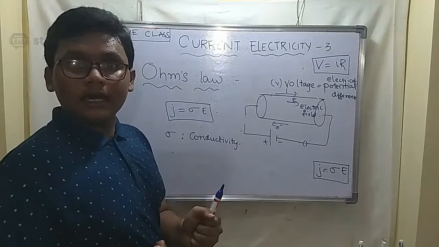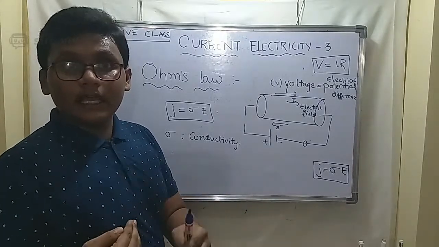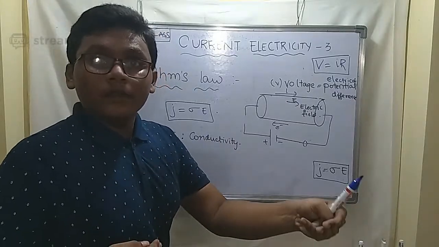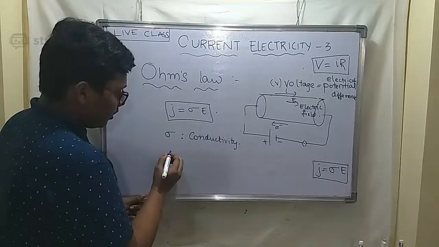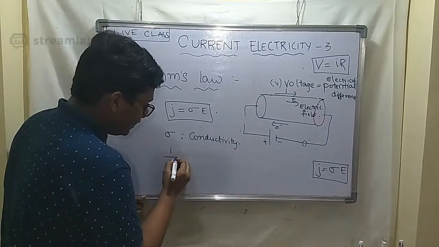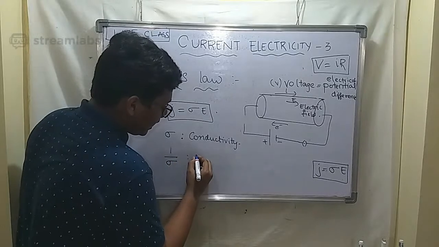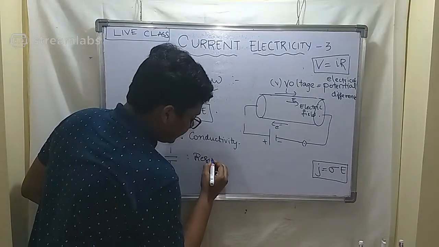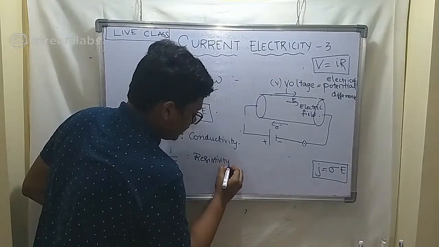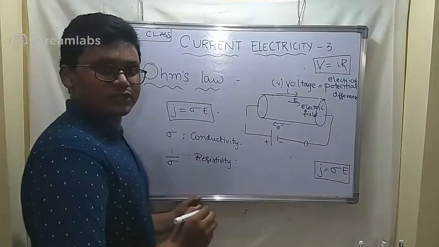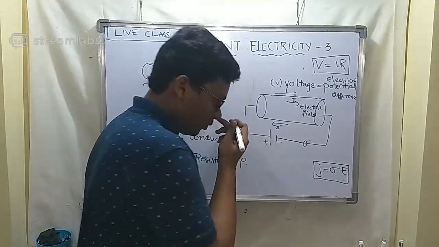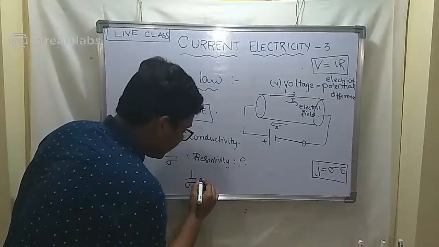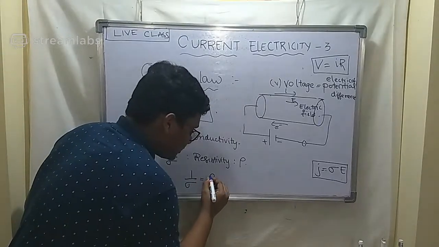Resistivity means opposing the current. Opposing the current is inversely proportional, which means resistivity is inverse to conductivity. So 1 by sigma is resistivity. We will call it rho, which is the symbol of resistivity. So 1 by sigma, that is 1 by conductivity, is equal to resistivity.